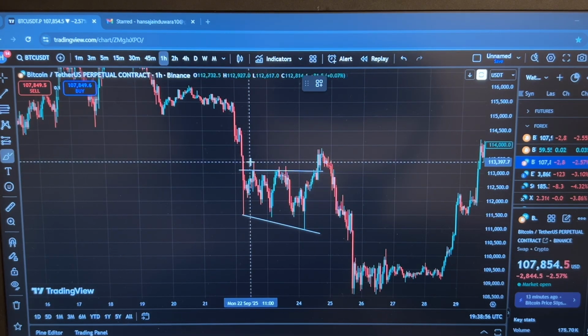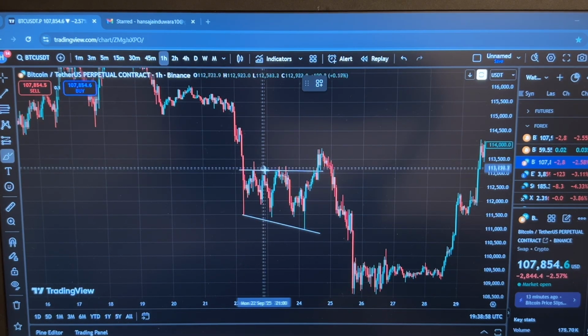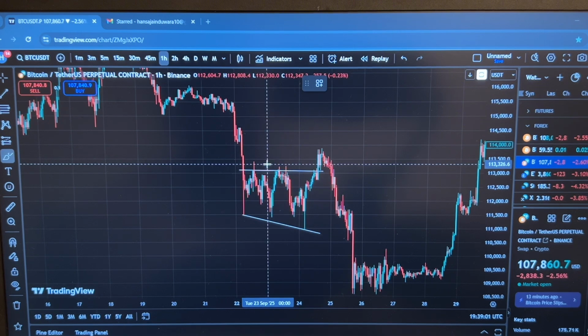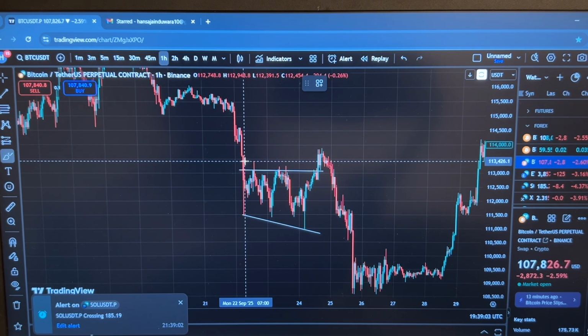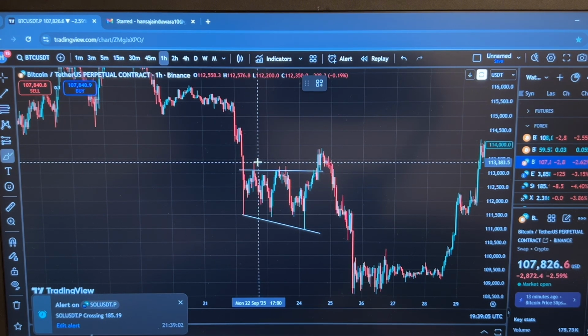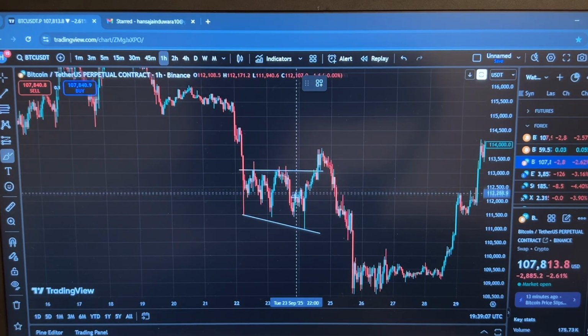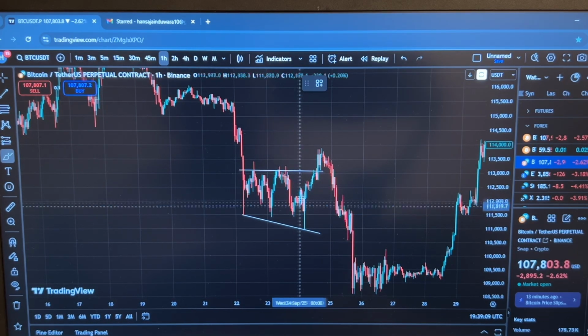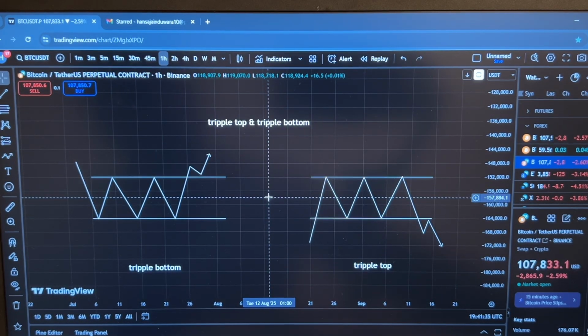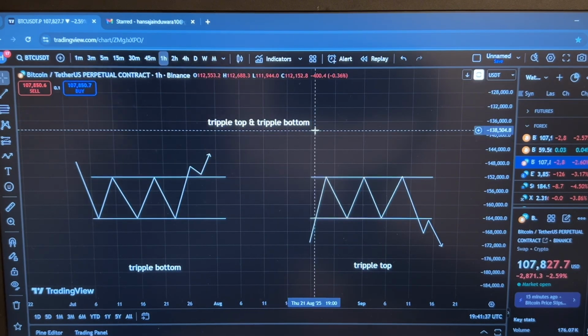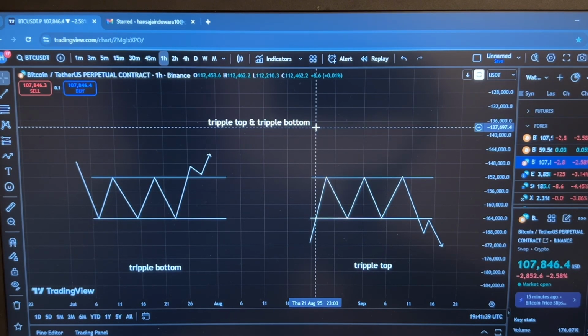But it hunted these highs, like I said, it hunted these levels. So if you booked your profits somewhere over here, and you booked your profits somewhere over here, then you've actually made some money. And then lastly, let's talk about the triple top and triple bottom chart pattern.